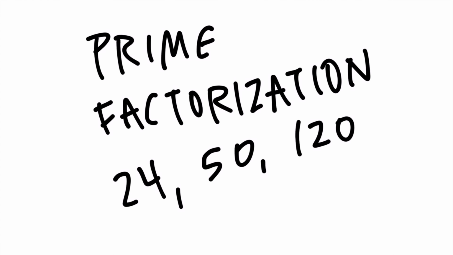Okay, today we're going to look at prime factorization, and we're going to be working with the numbers 24, 50, and 120. What I'm going to do with each number is get the prime factorization using factor trees, but I'm going to get each one two different ways. So I'm going to start with 24.